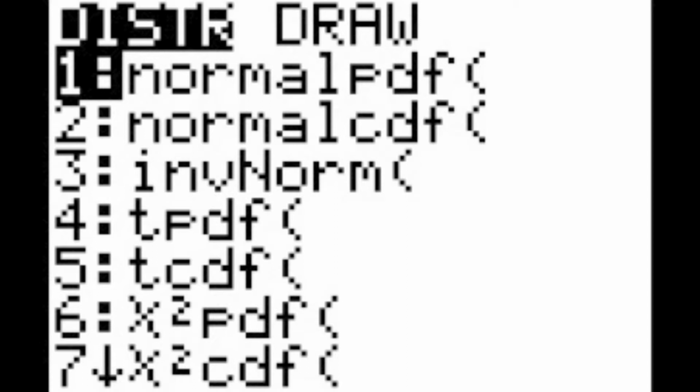Like binom and geom, it is broken down into cdf and pdf, depending on what answer you are after. So, by selecting second distribution and scrolling down to either option 1 or 2, you can use your calculator to help you calculate answers necessary for creating a normal distribution from binom and geom, pdf and cdf.